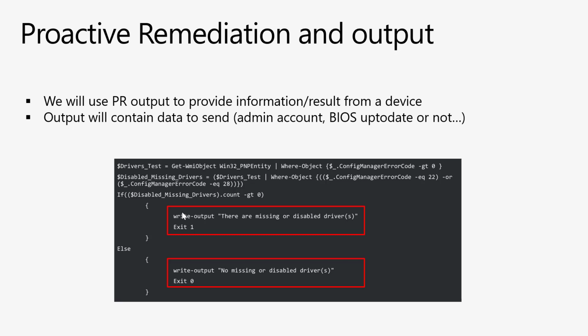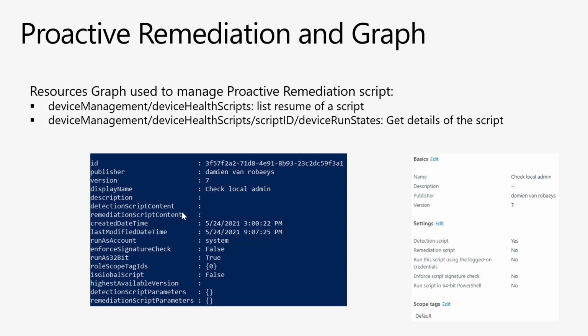Proactive remediation and output. As mentioned before, we will use the output part of the proactive remediation to get the custom information we run directly from our device. And in our automation account, we will use Graph to get the output of this proactive remediation script. We will use two Graph resources for this. The first one is deviceManagement deviceHealthScripts. This will list the proactive remediation scripts. And the next resource is deviceHealthScripts, the script ID, and deviceRunStates, to get the details of the proactive remediation script.